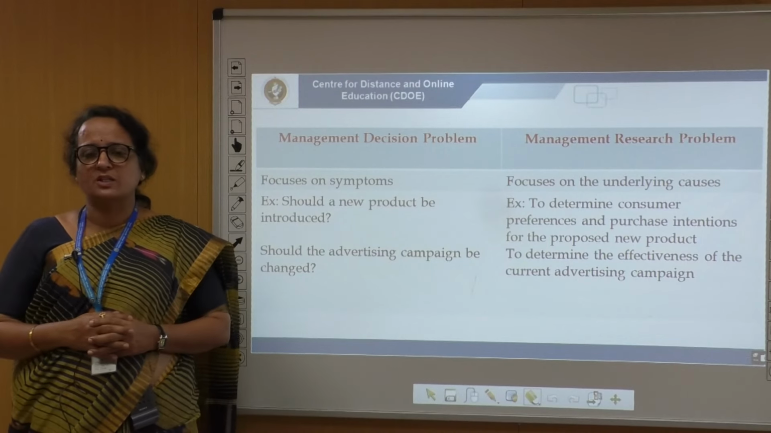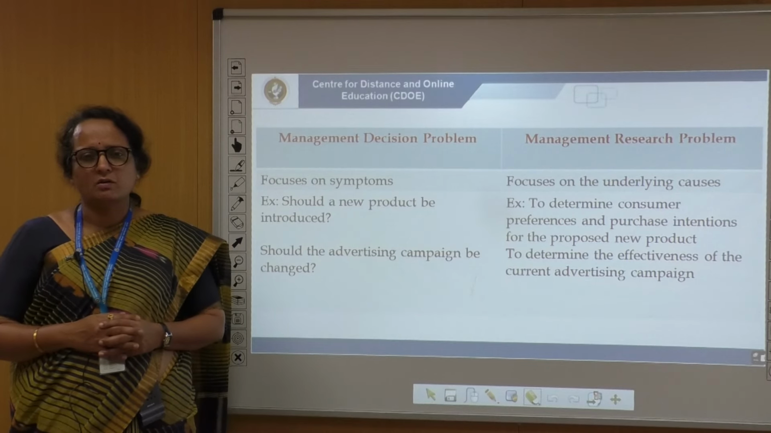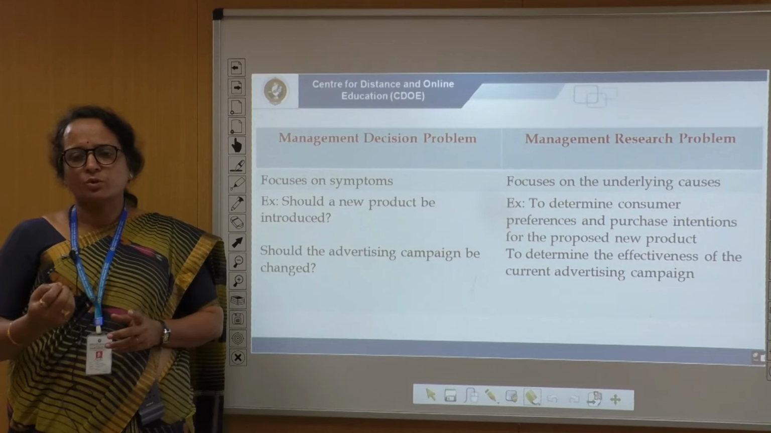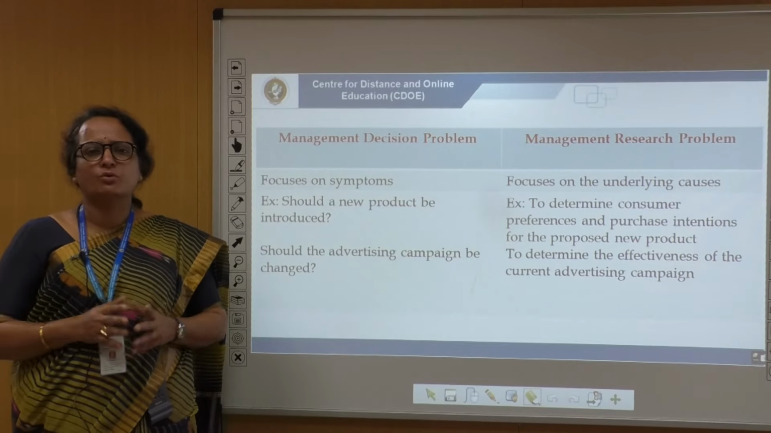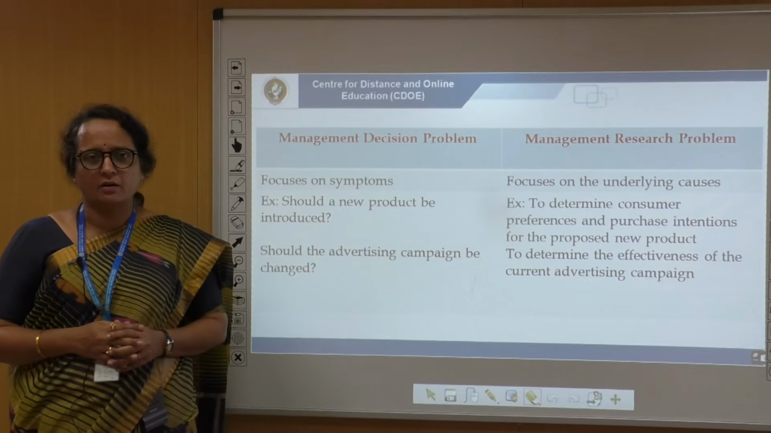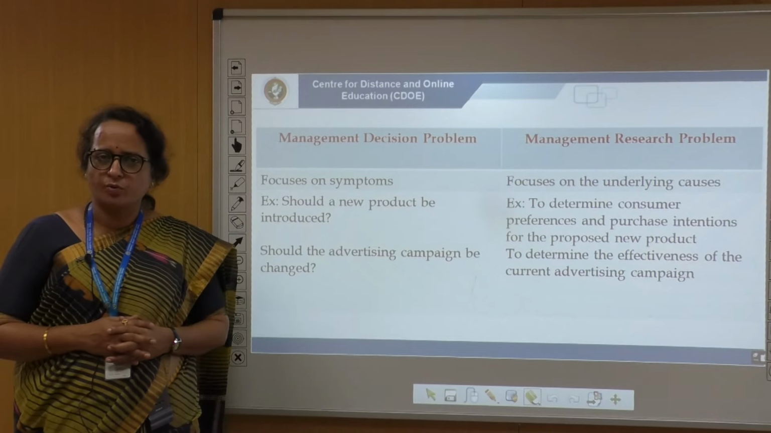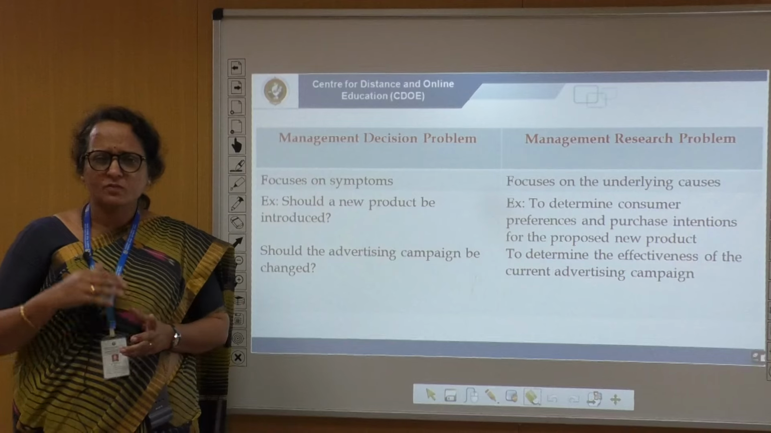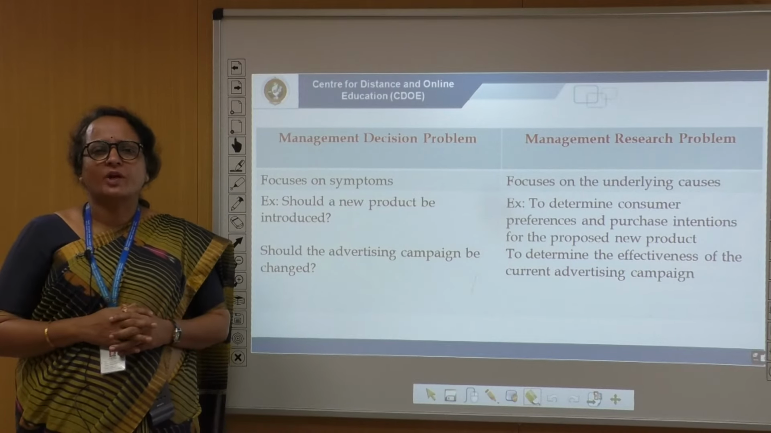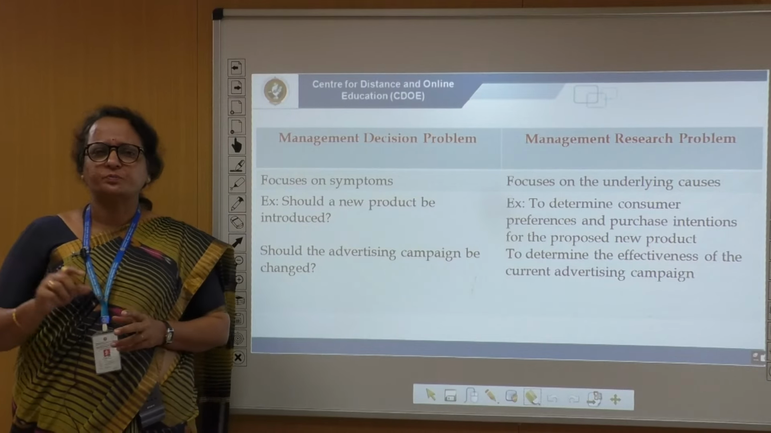One more example I'll quote. Should the advertising campaign be changed? This is the decision dilemma faced by the decision maker or the marketing manager. Whether we have to go for using the same advertising campaign or we should go for changing the ad campaign. Assume that the company feels that the existing ad campaign is not working properly. Should we go for modifying that campaign or not? This is the dilemma faced by the decision maker. This task is given to the researcher.